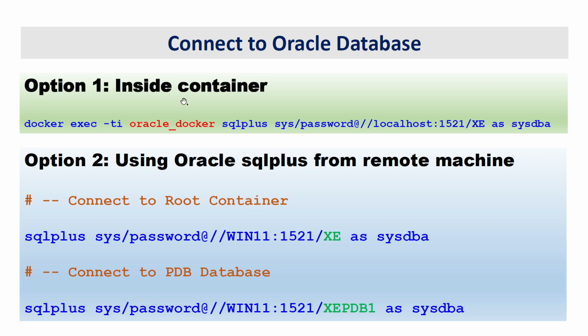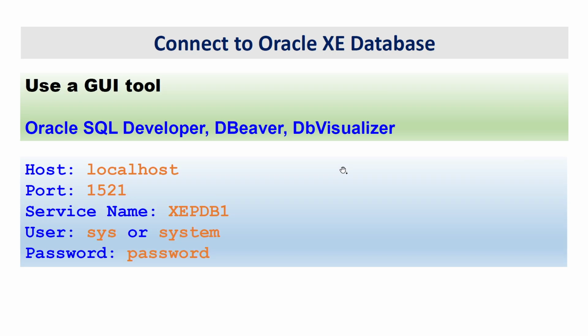Now, if you don't want to connect using SQL Plus, you can use GUI tools such as Oracle SQL Developer, DBeaver, or DB Visualizer. Here, you will give the host name. It's localhost if you are doing it on the same machine. If you are doing it on a remote machine, this will be the Windows 11 machine name or IP address.